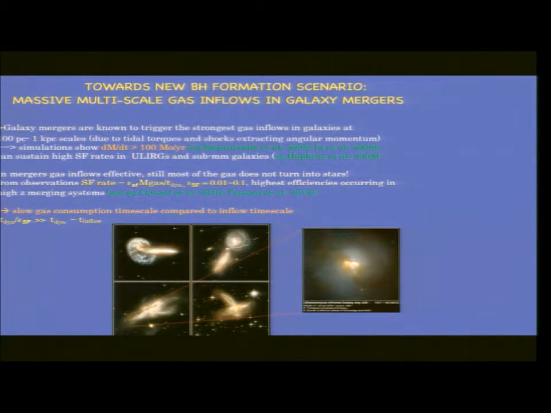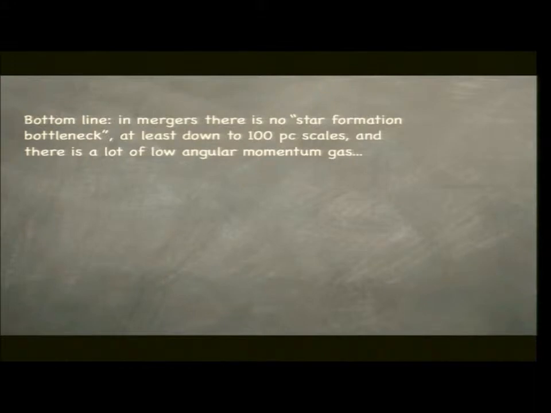So as long as you have a strong inflow, that inflow will keep going. The point is, will it keep going to very small scales, or will it just stop at, say, 100 parsec scales, the typical scale of a starburst? Or would you be able to keep going to, say, 0.01 parsecs and have gas piling up at such small scales? This is the question that was not answered before, and that's what we try to do.